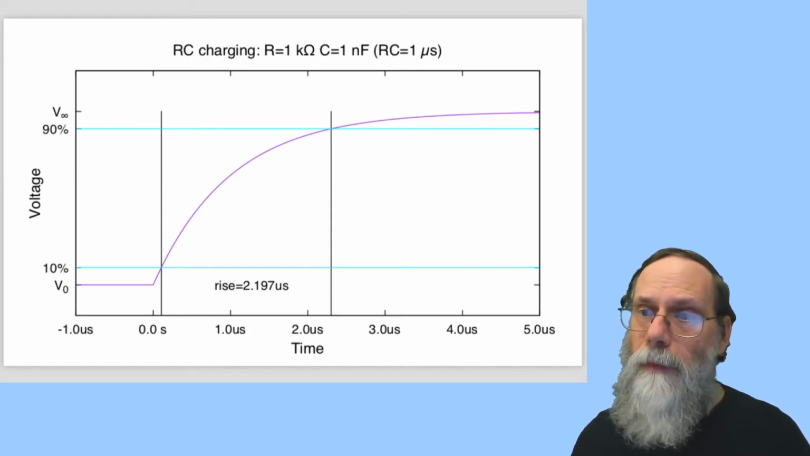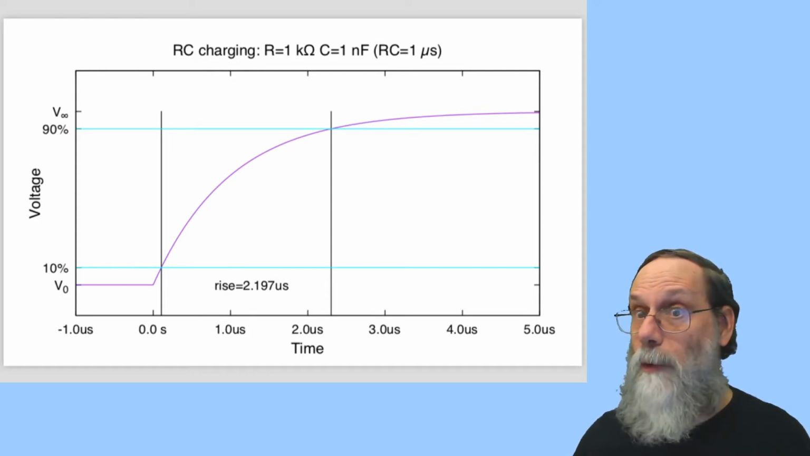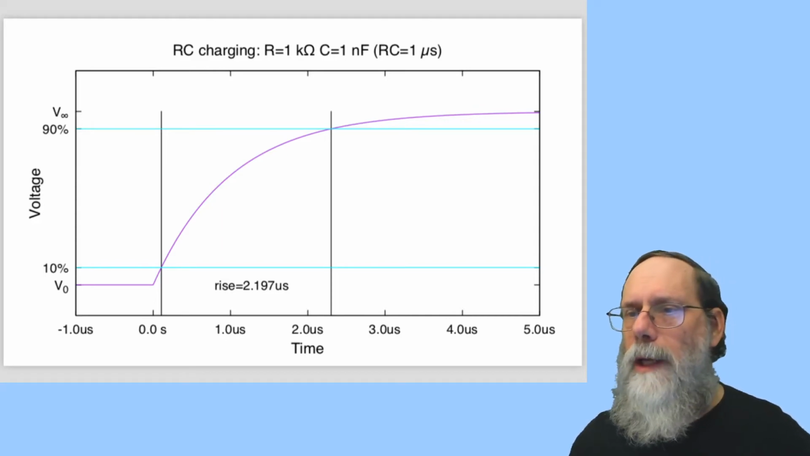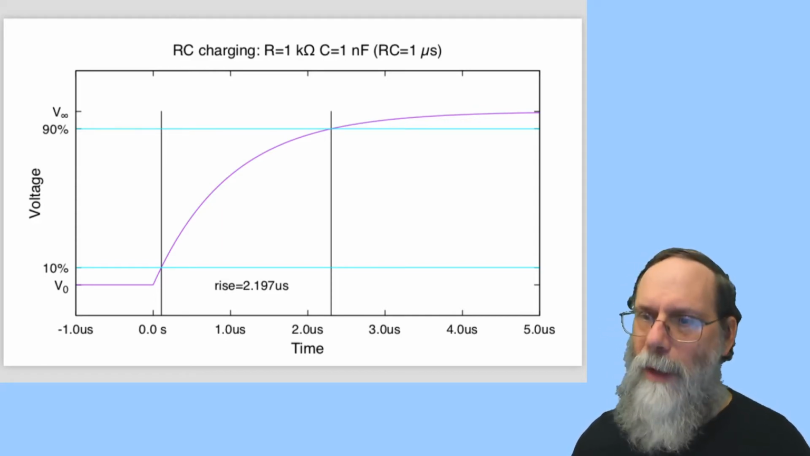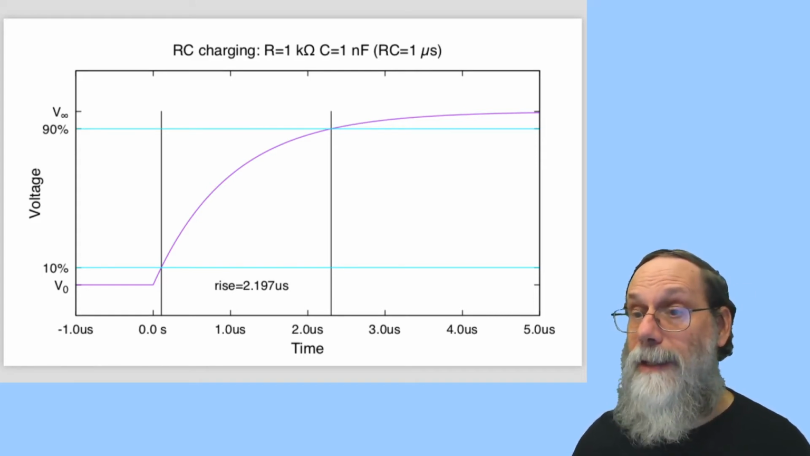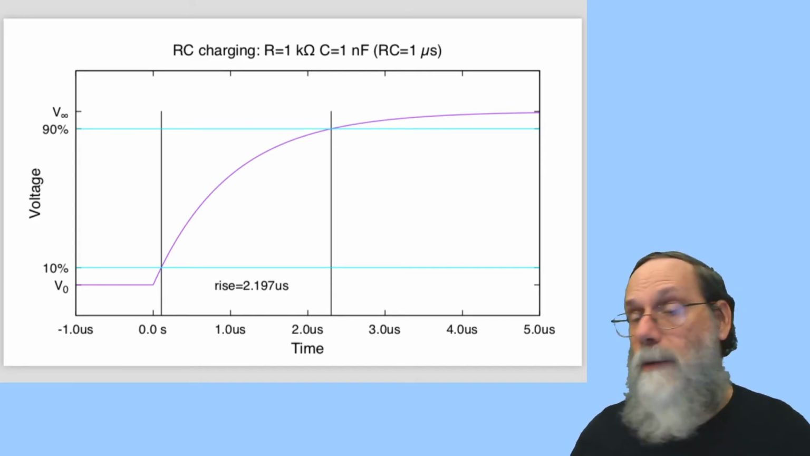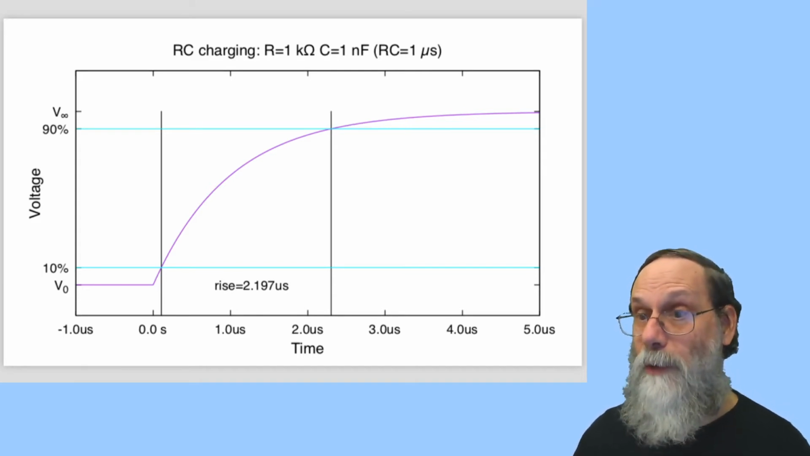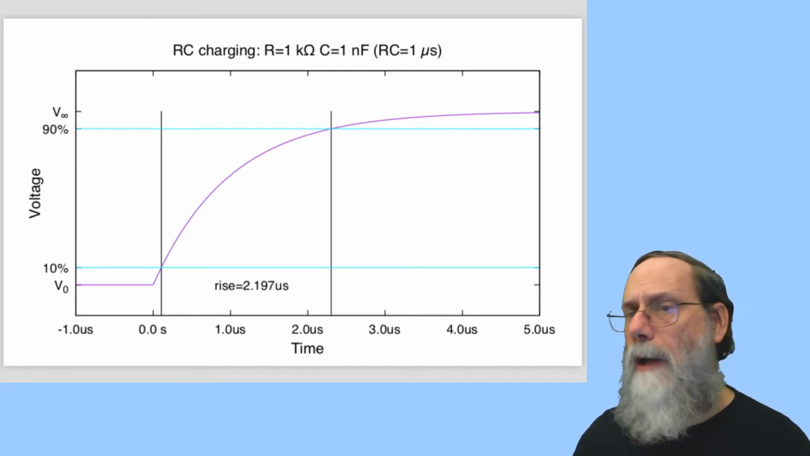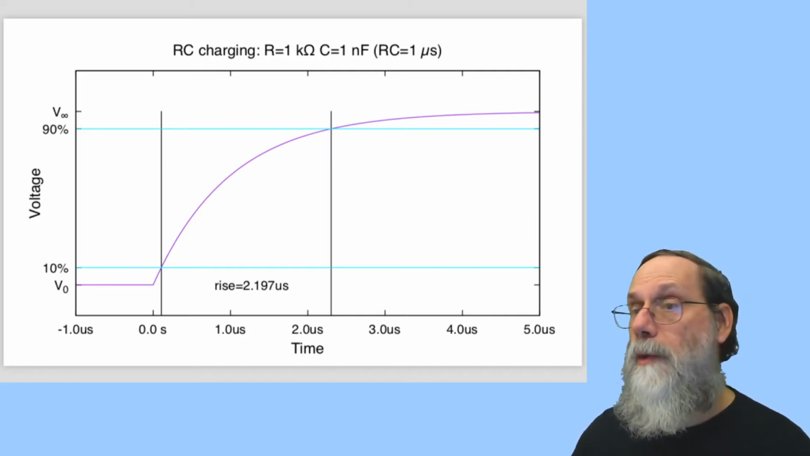All right, you can see something else on this plot, and that is I've got something labeled rise equals 2.197 microseconds. What that's referring to is the way that engineers measure how fast a transition like this happens. Obviously, we can't say how long does it take to get to V infinity, because that is an infinite amount of time, and that wouldn't be a very useful piece of information about how fast it's moving. It's always infinity. So instead, what people do is they say, how long does it take to get from 10% of the way to 90% of the way?